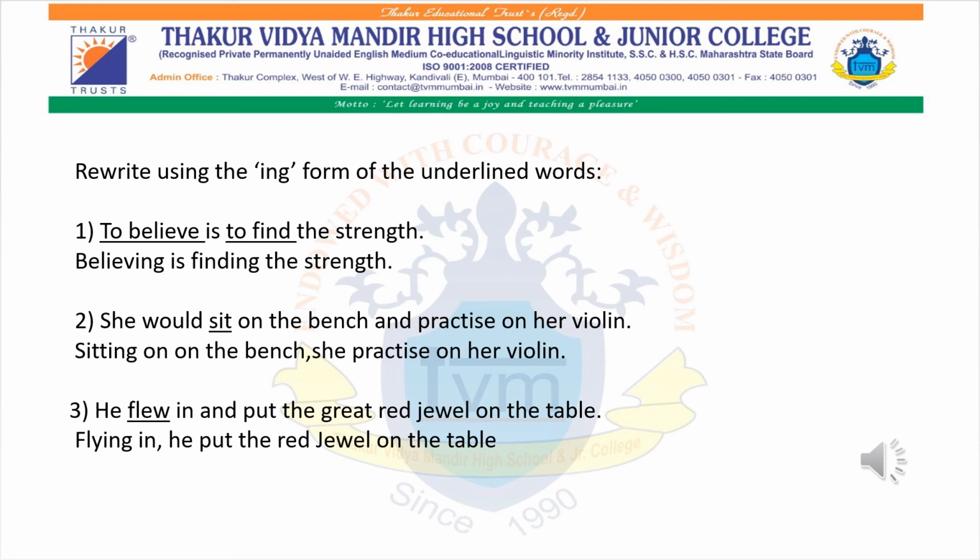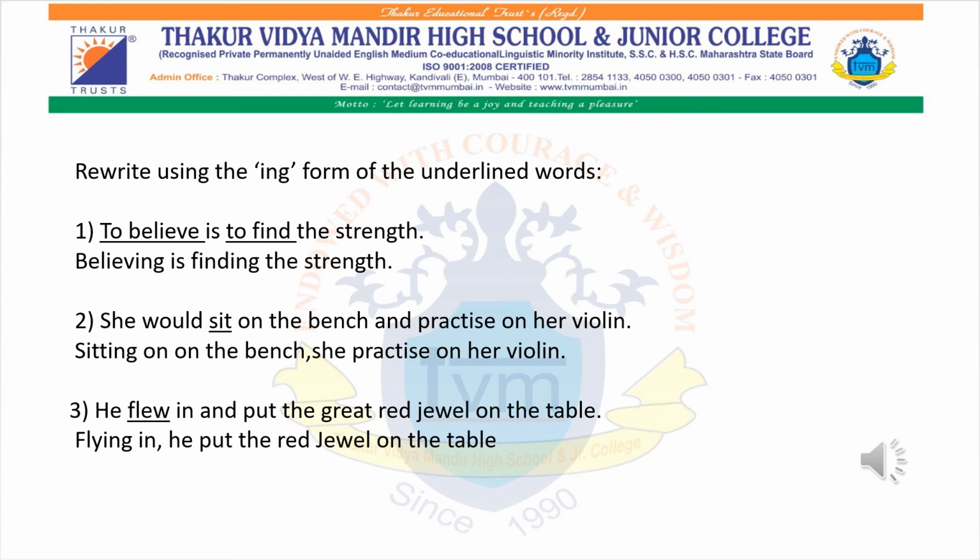So let's see again the example. She would sit on the bench and practice on her violin. So we wrote first sitting on the bench. Instead of and we wrote she practiced on her violin. So the structure will be subject plus verb plus object. Okay. So sitting on the bench, she practiced on her violin.